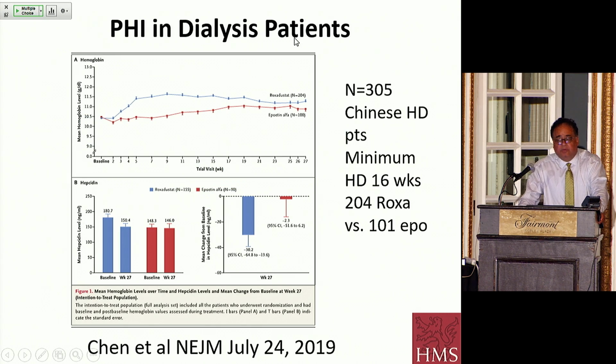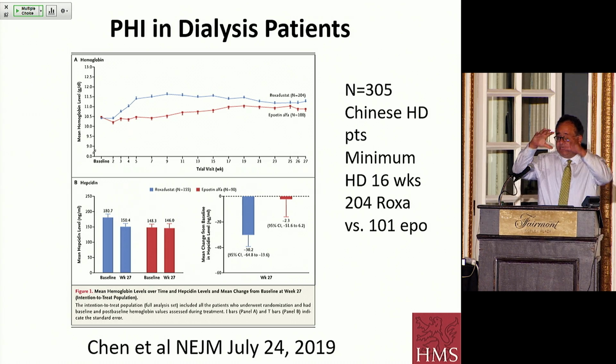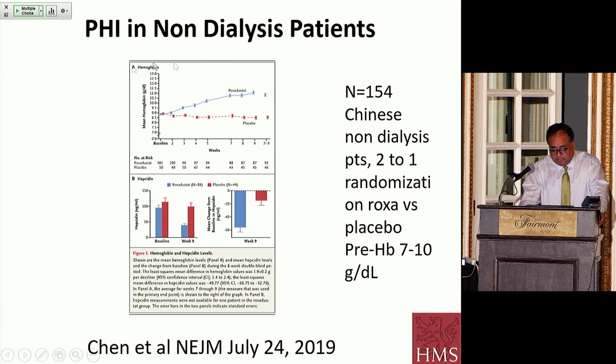These are the papers in the New England Journal of Medicine from July 24th, just a week or so ago. 305 Chinese dialysis patients. You treat them with roxadustat. This is another agent within the same class of PHI agents. You see the increase in hemoglobin. What's remarkable is you also see a decrease in hepcidin levels. When you decrease the hepcidin levels, you mobilize iron more. So now you have an agent that might have two ways of acting on this anemia algorithm that I described. And this is in dialysis patients and similarly seen in non-dialysis patients, now published in the New England Journal.